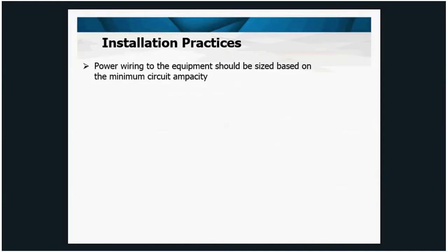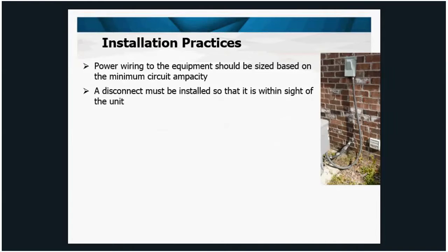When it comes to power wiring, your equipment wire size, the wire actually feeding the equipment itself, needs to be sized based on the minimum circuit ampacity on the rating plate of the unit. That's how you size your wires. There also has to be a disconnect installed. Technically, according to code, the disconnect has to be within sight of the equipment. Personally, I would rather have it within arm's reach, so it can be easily accessed without having to run over 50 feet to get to the disconnect.